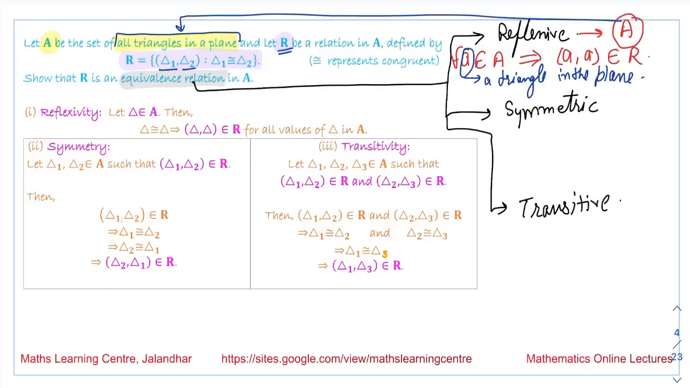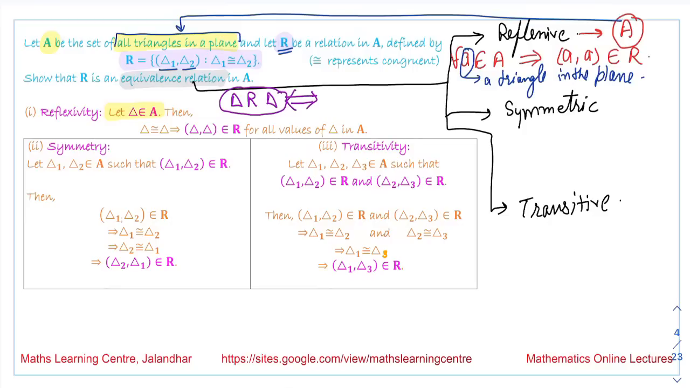And suppose we have chosen a triangle delta, we have shown this over here. We are saying that delta is a triangle that we have chosen from all the triangles, and we know that any triangle is congruent to itself, so we are saying delta is related to delta.